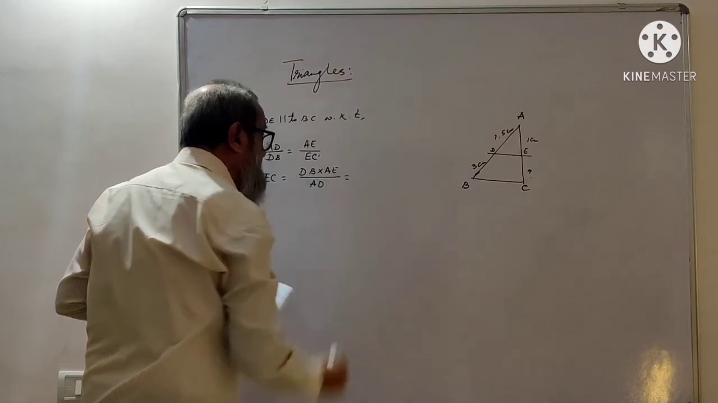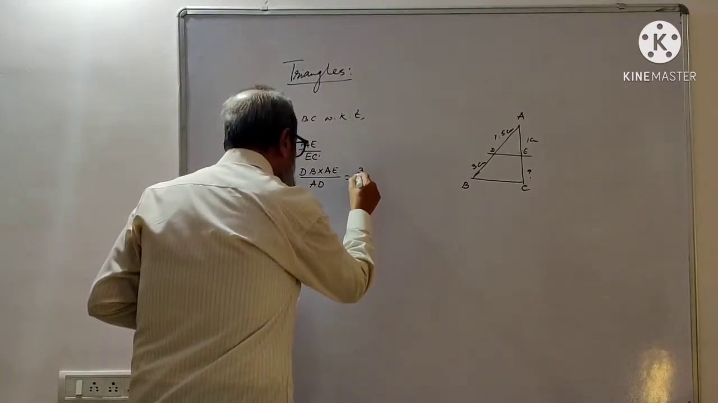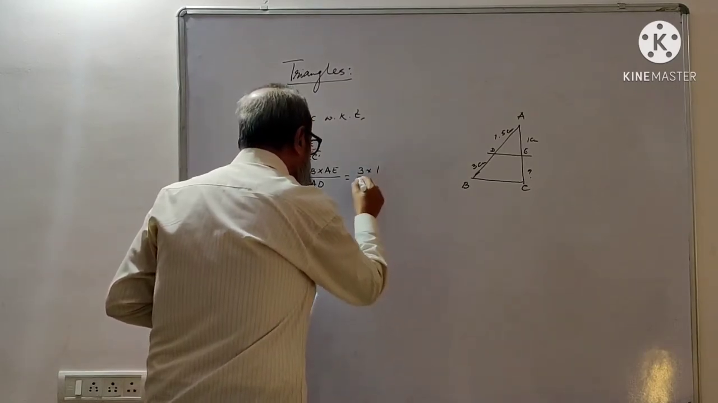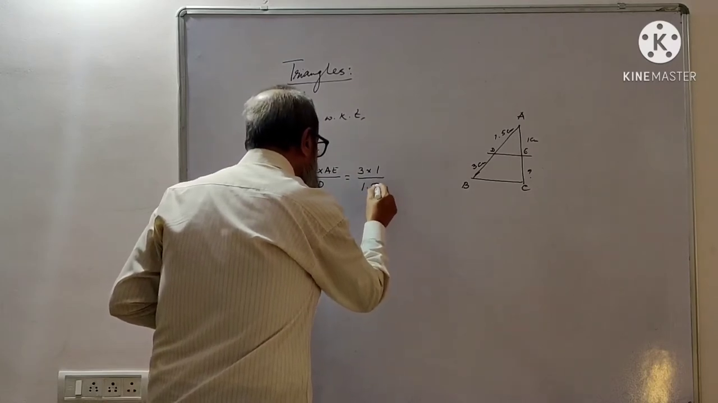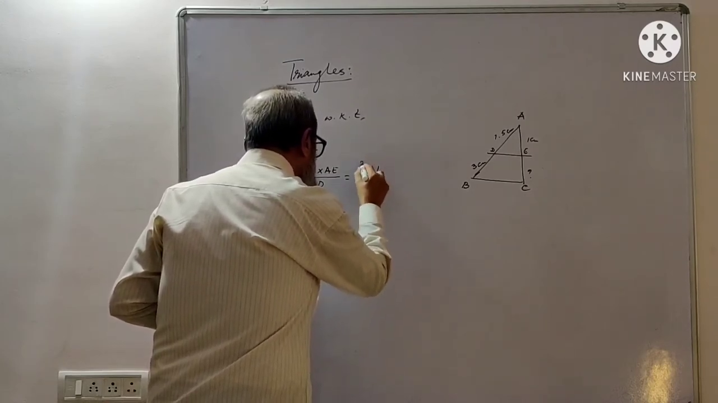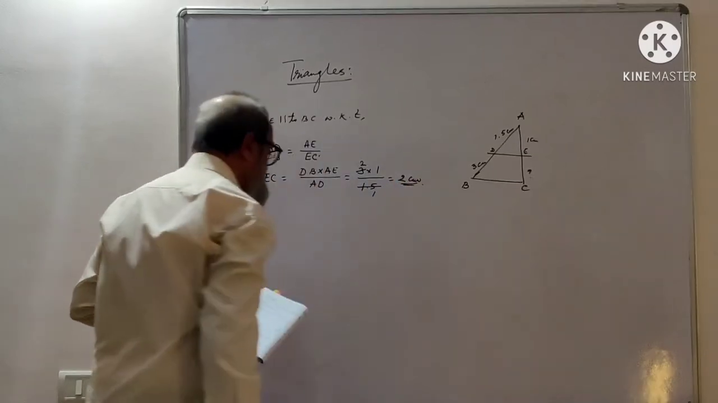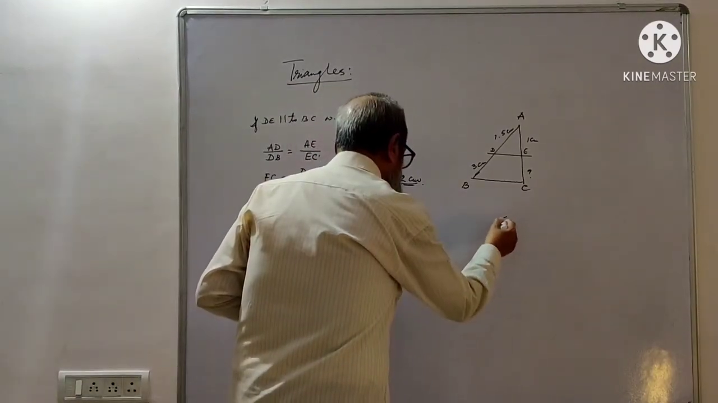So DB is 3 into AE is 1 centimeter divided by AD is 1.5 centimeter. So this should be 2 centimeter. That's it. They have given one more problem similar to that.